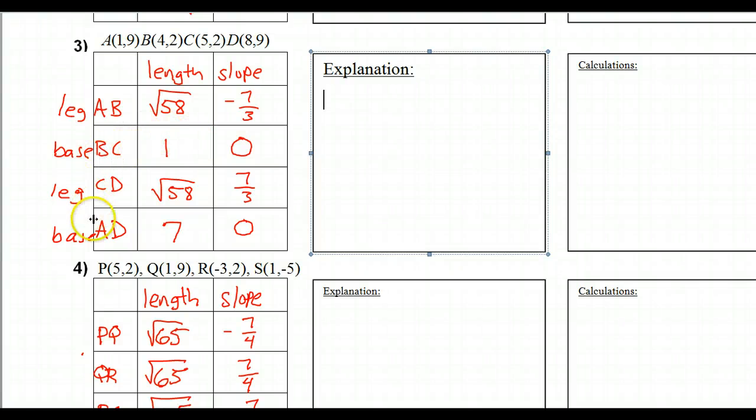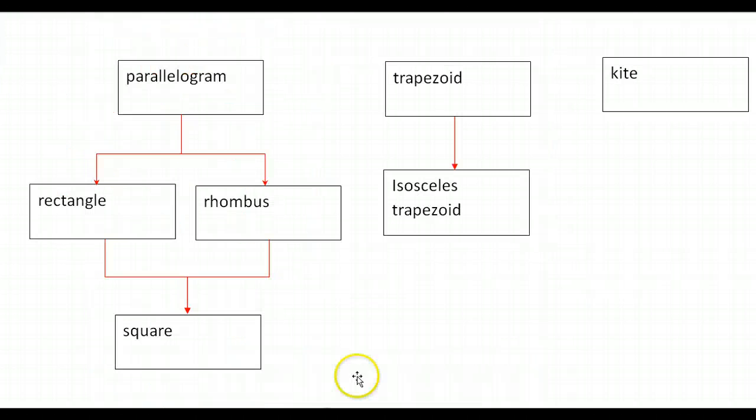Let's see here. Is this a parallelogram? No, it's not a parallelogram. These opposite sides right here are not parallel, so it's not a parallelogram. So then we move on in the flow chart. If it's not a parallelogram, is it a trapezoid?